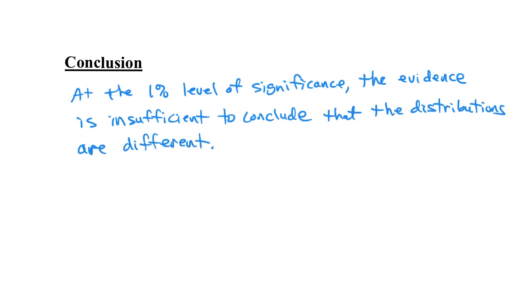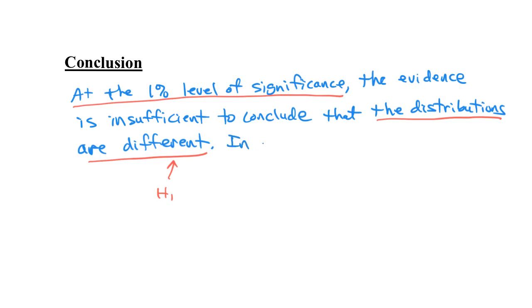Okay, so just kind of breaking this thing into pieces. At the 1% level of significance, nothing new there. Now what we're going to do is we're going to say the distributions are different. That's H1, right? And what we're going to say is the evidence is insufficient to conclude this. The evidence is insufficient to conclude that the distributions are different. Right, so I'm just going to add a little thing on here, so you don't have to do this, but in other words, we believe that the die is fair, right?